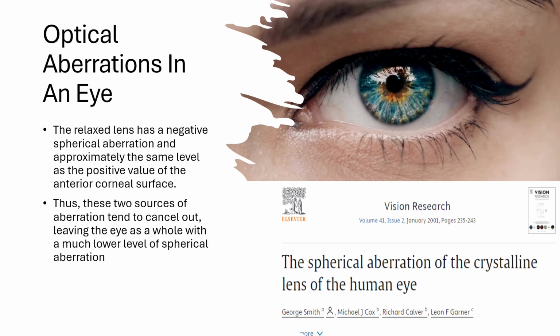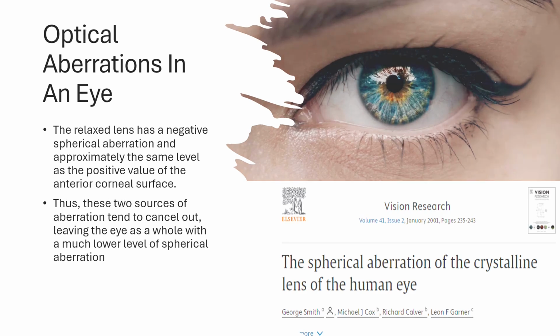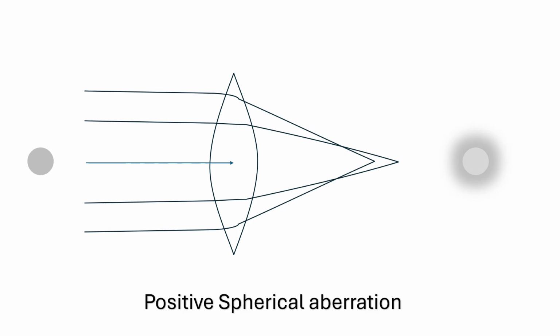And this has been proven by a publication which I mentioned here, that the crystalline lens has some amount of negative spherical aberration and cornea has some amount of positive spherical aberration. And as age advances, this ratio changes so that the eye starts having some amount of spherical aberration. For understanding how these extended depth of focus IOLs function, let us embark upon understanding what is spherical aberration.